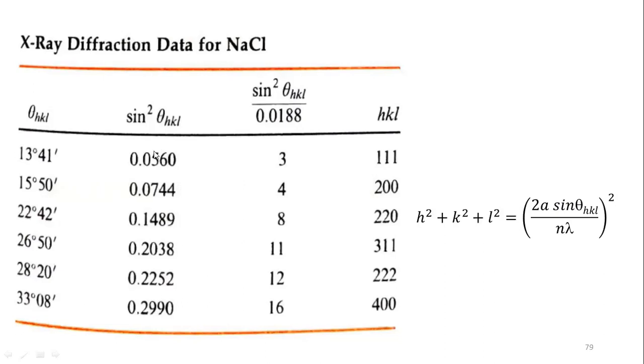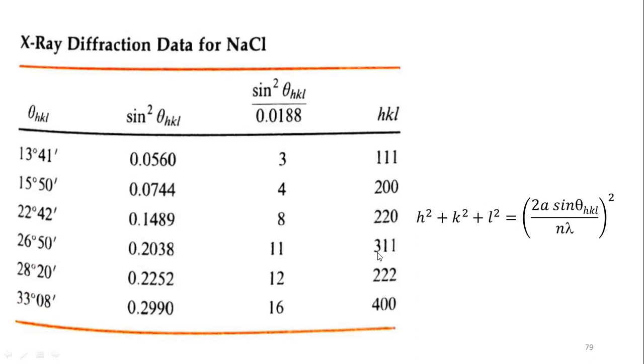When you put the values of theta over here, you will get the values 3, 4, 8, 11, 12, 16, and so on. These are actually the values of h square plus k square plus l square that are given over here. When you get the value of 3, that means the possible plane would be 111. If it is 8, then the possible plane would be 2 2 0, because 2 square plus 2 square is equal to 8.